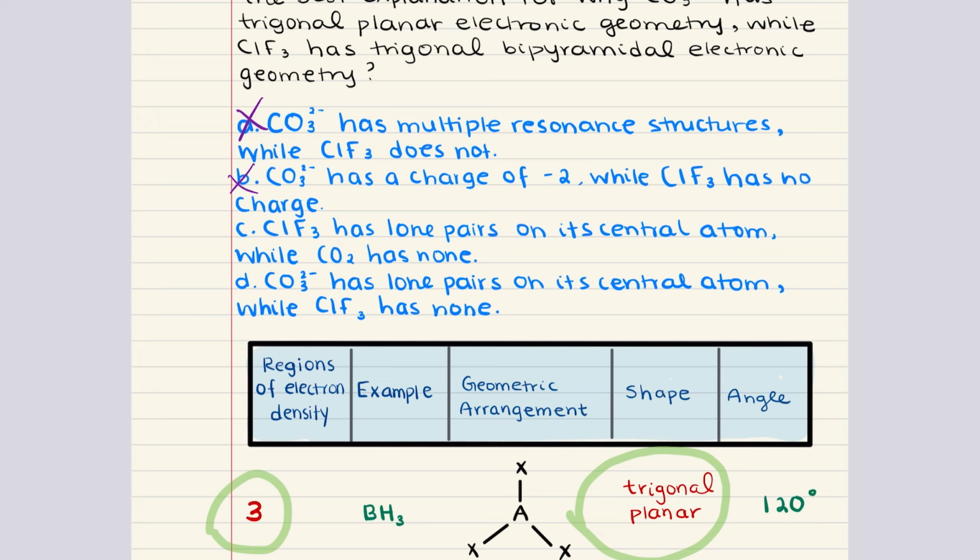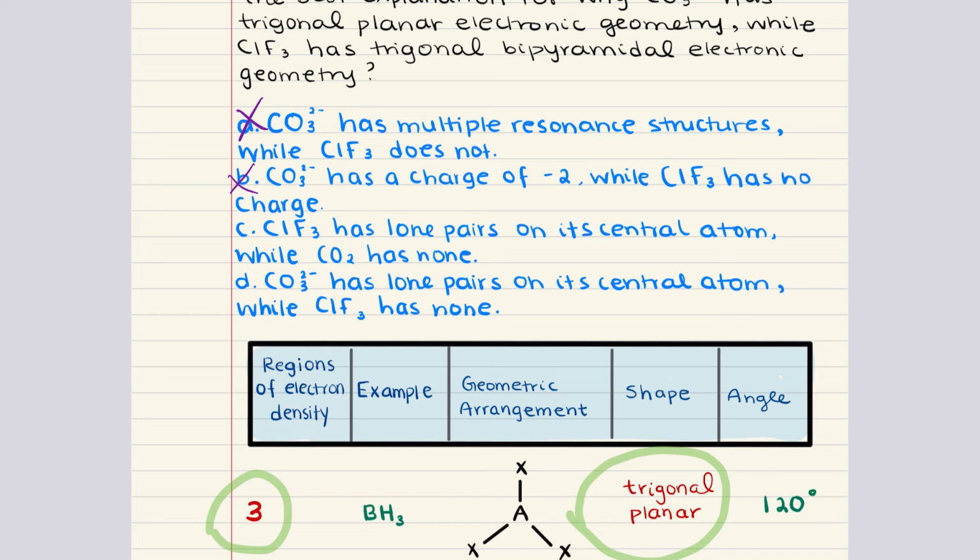C says chlorine trifluoride has lone pairs on its central atom, while carbonate has none. This statement correctly addresses the difference in electron pair arrangements that directly influence the electronic geometry. Chlorine trifluoride has two lone pairs on the central chlorine atom, which results in a trigonal bipyramidal electronic geometry, while carbonate has no lone pairs on the central carbon atom, resulting in a trigonal planar geometry. So even though both of these molecules have three bonds, those lone pairs on chlorine trifluoride result in that molecule having a completely different electronic geometry than carbonate.